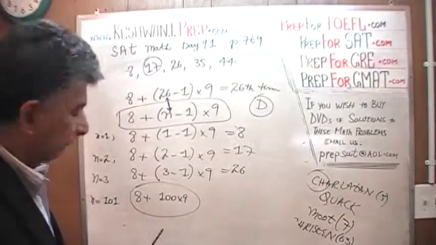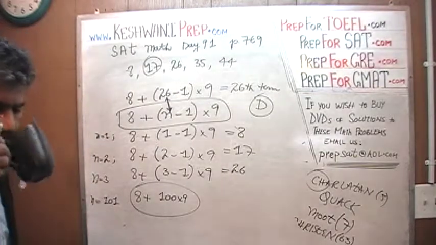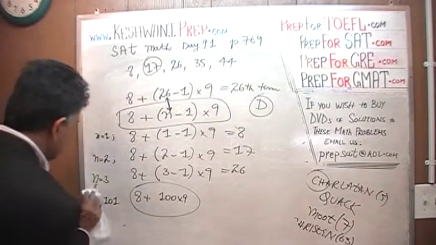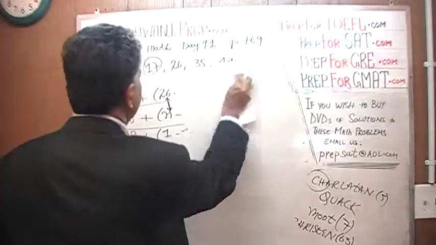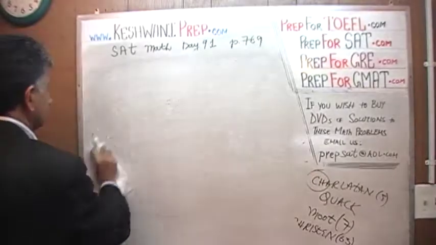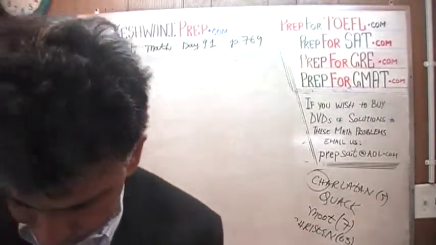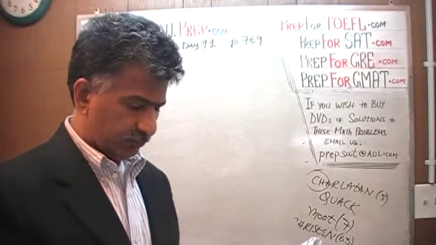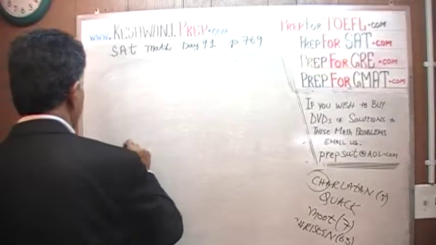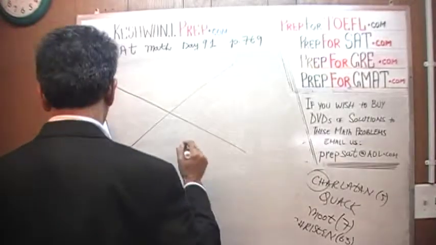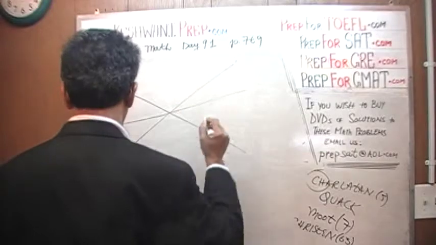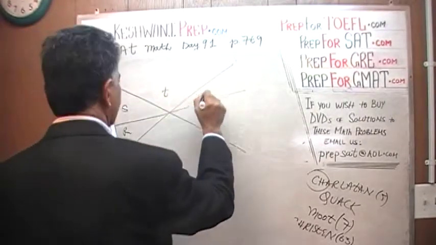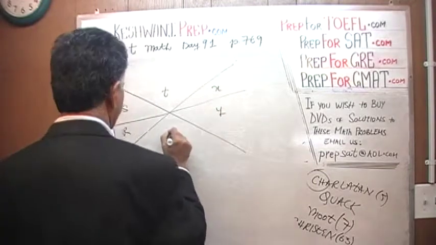Question number 6. The very last one on the page. Three lines intersect at a point as shown in the picture above, and it looks something like this. We have R, S, T, X, Y, and Z.